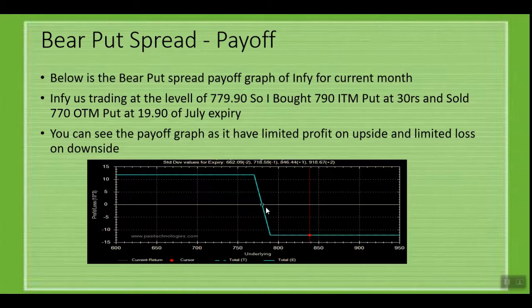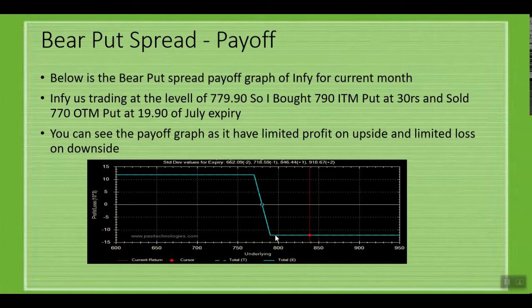Here you can see this level, this line is the break-even level. If the stock moves below this level, then we'll have a profit, and if the stock moves above this level, then we'll have losses. You can see that after a certain level, the profit is almost flat. This is what I mentioned: the bear put spread has a limited profit on the downside. Also, on the upside, even if the stock moves 10% or 20% higher, we won't lose much.